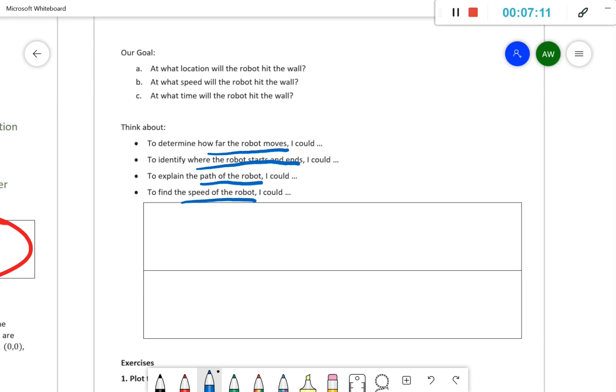Okay. I would like you to pick 2 of these to put in these boxes. So these are just ideas. I won't be grading them on whether they're right or wrong or anything like that. I just want you to think about 2 of these sentences and then finish those sentences here. Go ahead, pause this video and work on thinking about 2 of these sentences before you move on.